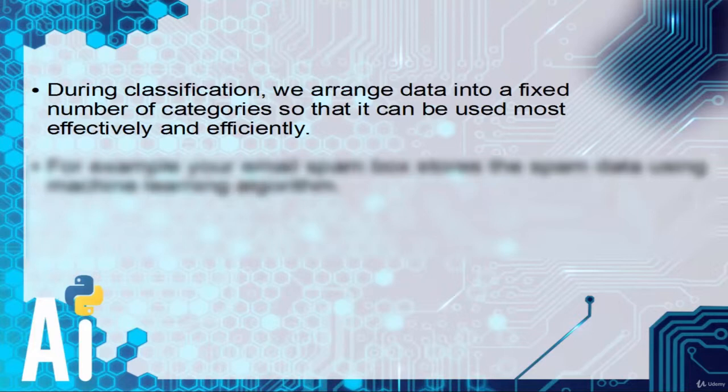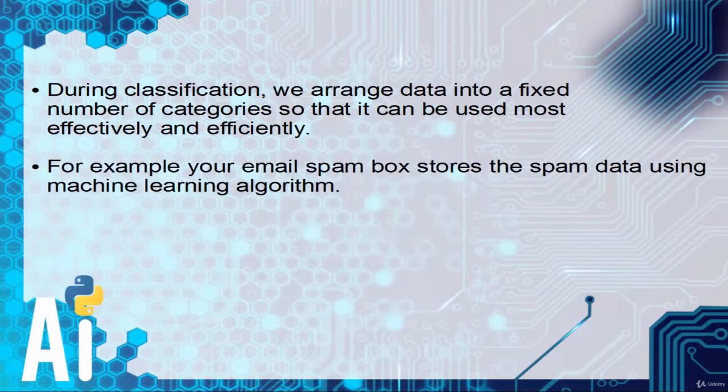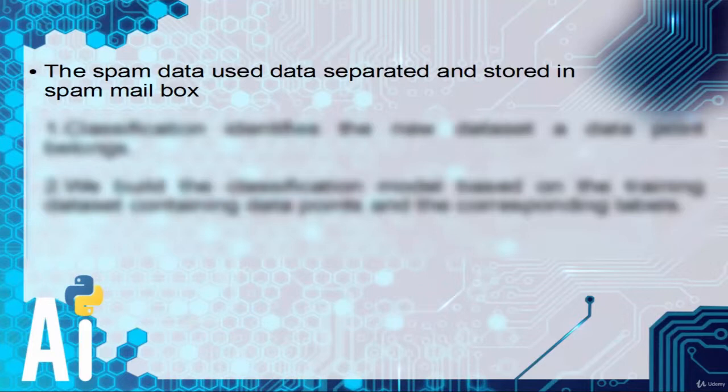If you didn't get what I mentioned through these words, you will get it when I give an example. For example, your email spam box stores the spam data using a machine learning algorithm. The spam data is separated and stored in the spam mailbox.